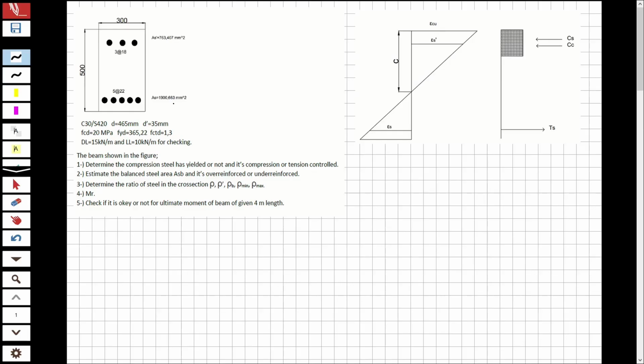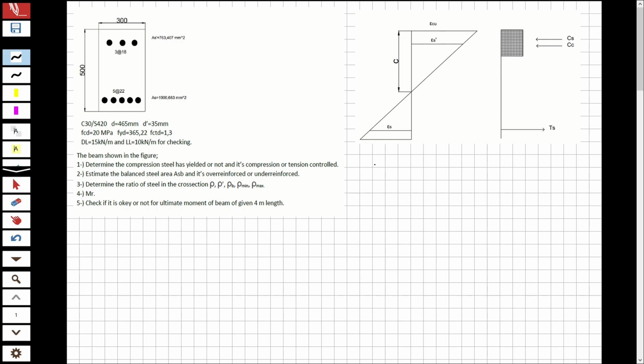In this video we are going to solve a question about a reinforced concrete course, and the question is a beam. Now we can see there is a cross section shown in the figure. So let's solve the question.